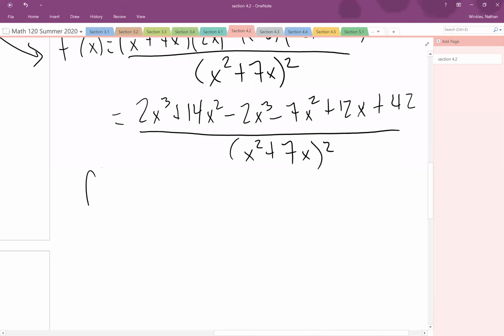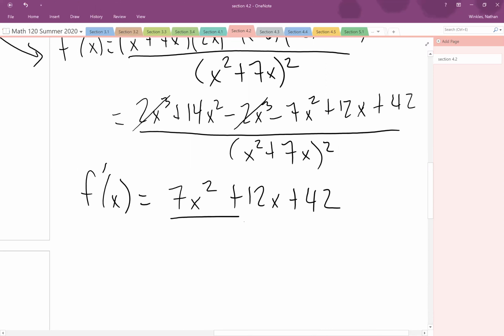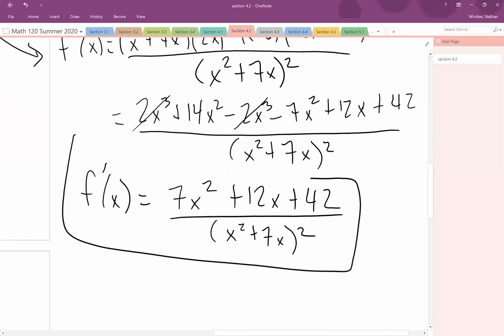So that means that f prime of x is equal to, so let's see, 2x cubed minus 2x cubed cancels. 14x squared minus 7x squared is 7x squared, plus 12x plus 42, all over x squared plus 7x all squared. So that would be our derivative in this case.